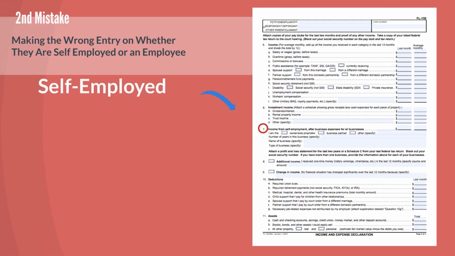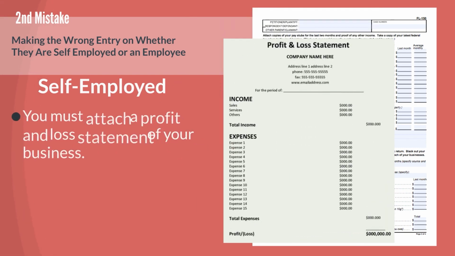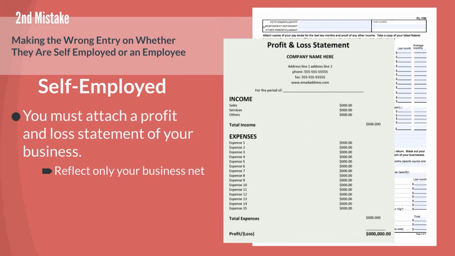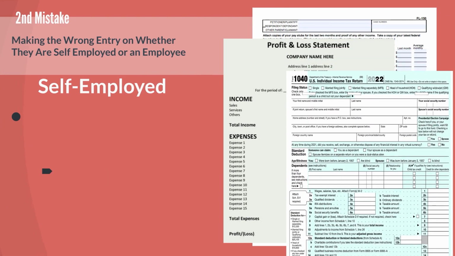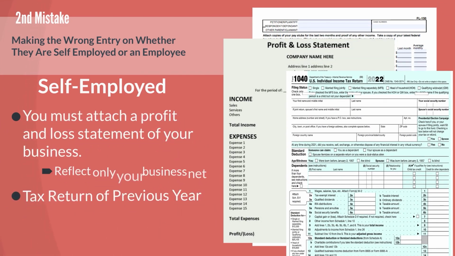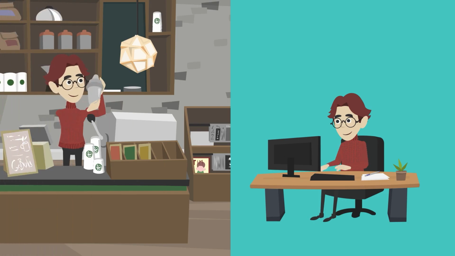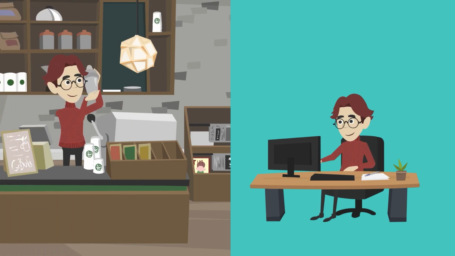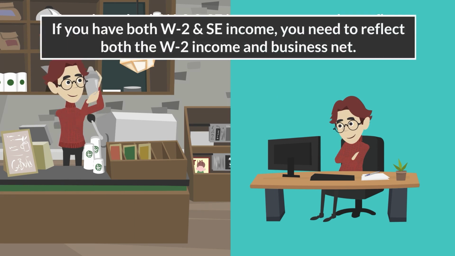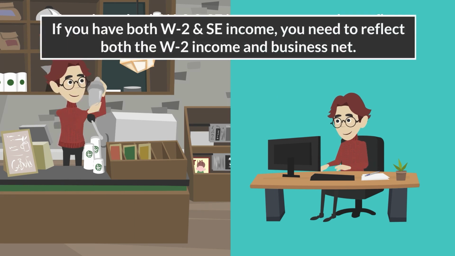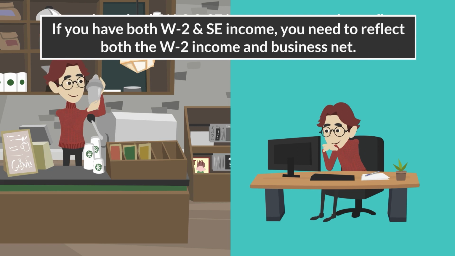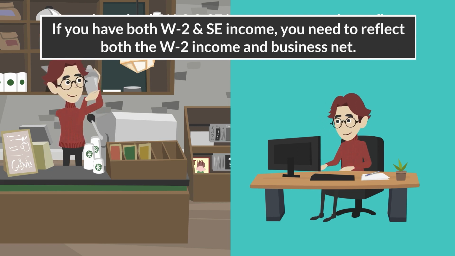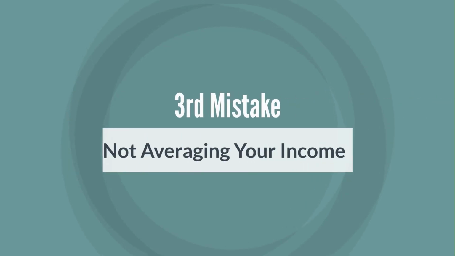Now, if you're self-employed, then you really need to attach a profit and loss statement of your business to your income and expense. Also, some jurisdictions require you to attach or lodge with the court your last year's tax returns. Now, some people are not only employees, but they also have a side job, so they really have to make an entry as an employee and also make an entry as though they're self-employed. They're a hybrid situation.